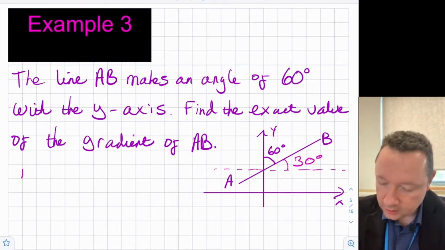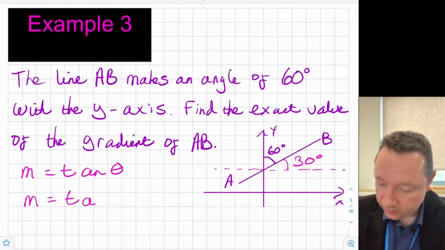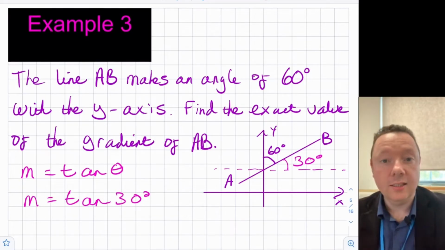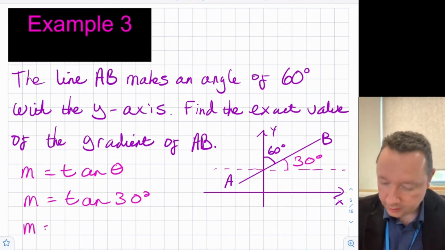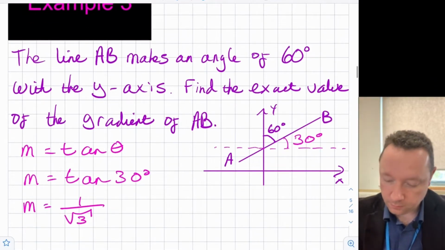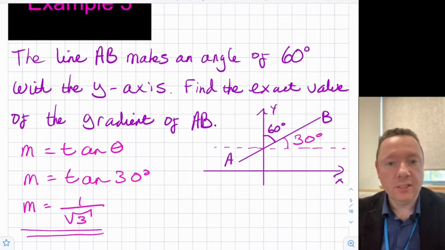We now know that since the gradient equals the tan of the angle theta, then our gradient is equal to the tan of 30 degrees and not the tan of 60 degrees. The tan of 30 degrees is an exact value. That is 1 over root 3. So our gradient is just 1 over the square root of 3 as an exact value. Quite often with this type of work at higher maths, you will have to use exact values, those being 30 degrees, 45 degrees, 60 degrees for tan. So make sure you know your exact values.